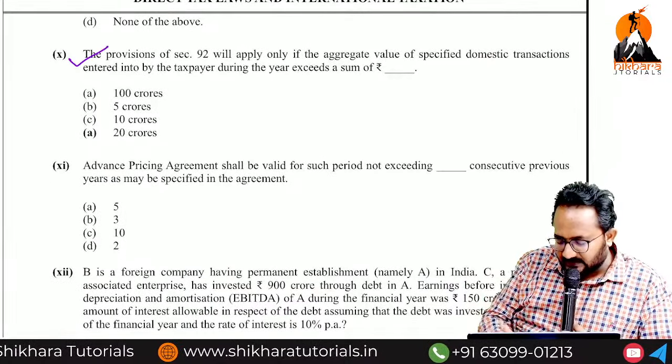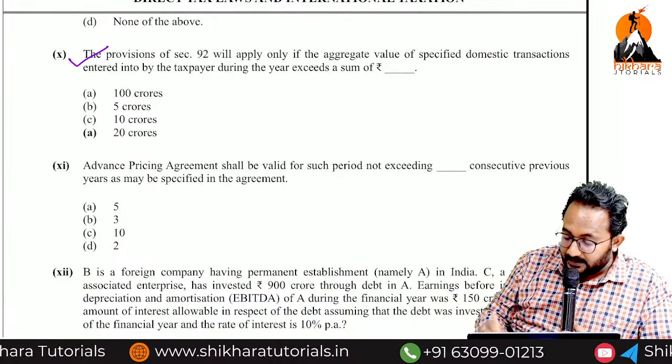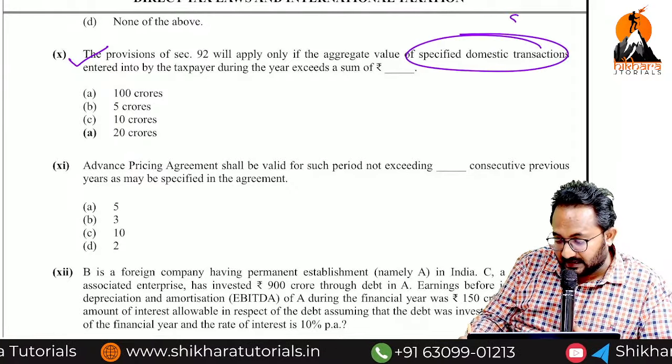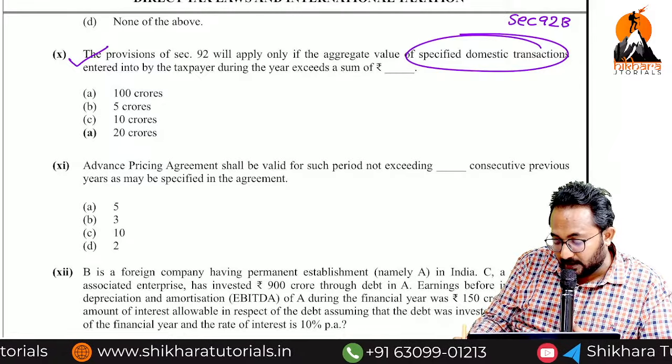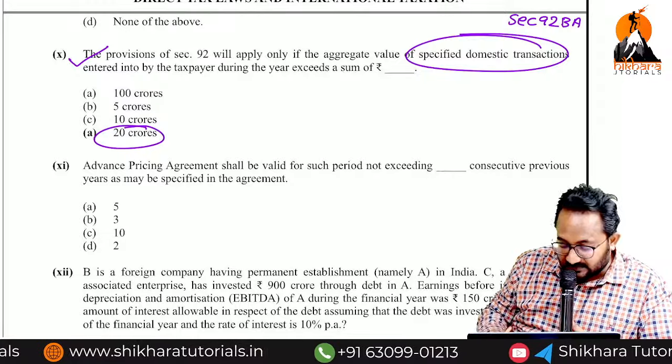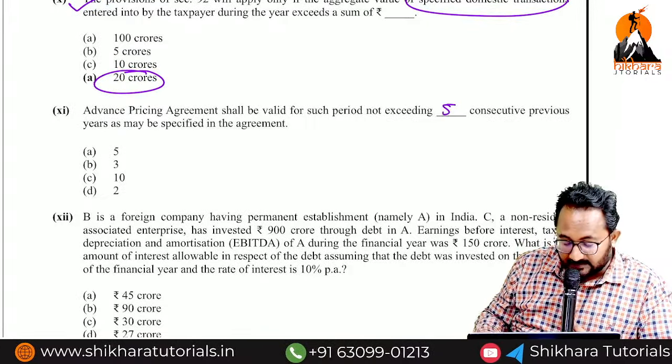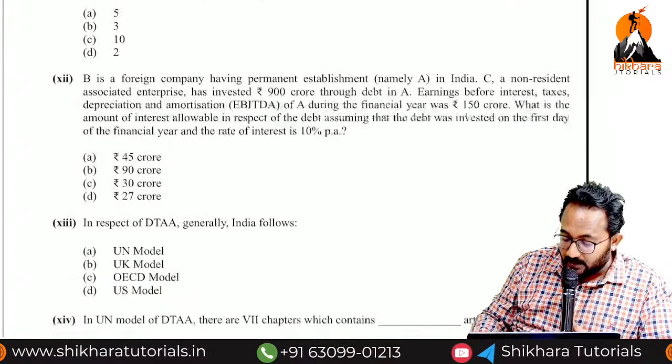Next, provisions of section 92 will apply. Yes, can you tell me, if any specified domestic transaction as per section 92BA, if the value of the transaction exceeds 20 crore, advance pricing agreement is consecutively valid for 5 years.